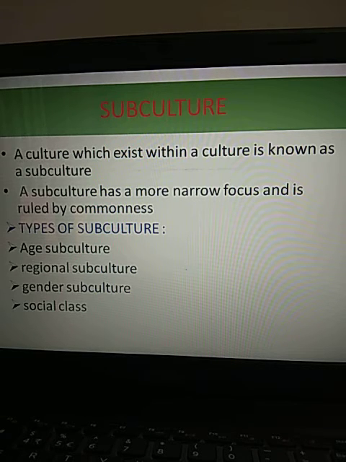Hence, subculture understanding is going to be a very, very important aspect as far as consumer behavior is concerned. What is a subculture? A culture which exists within a culture is known as the subculture. Best examples: age subculture, regional subculture, gender subculture, and social class.